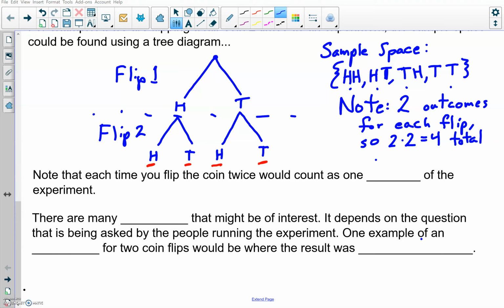So even though you got to work your way down the branches to get the full outcome, like heads, the number of branches at the very end will represent the number of outcomes total. So also note that each time you flip the coin twice would count as 1 trial of the experiment.